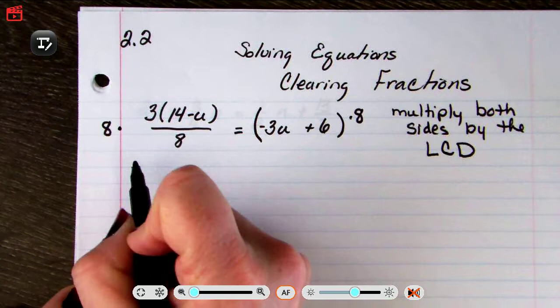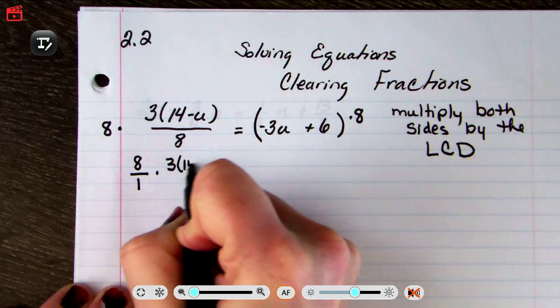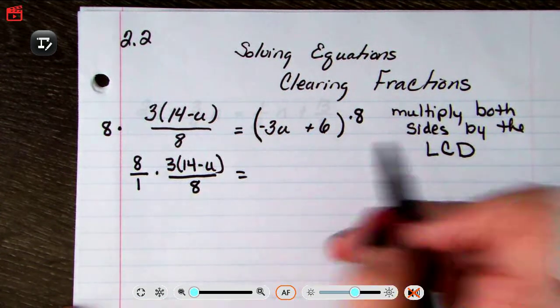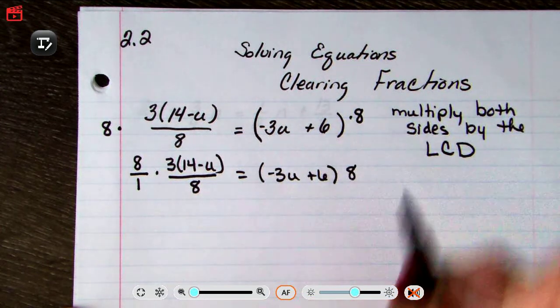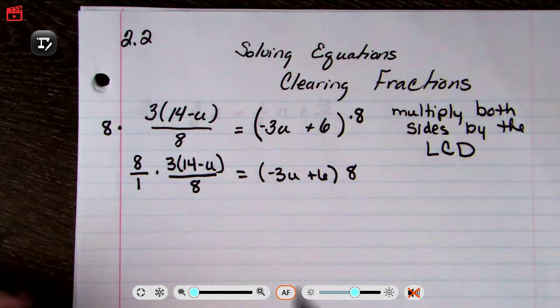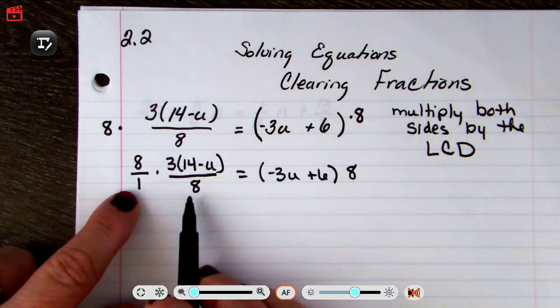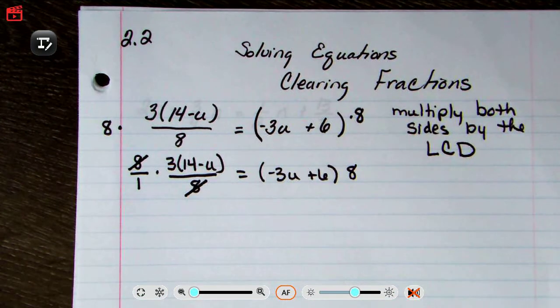And I'm going to write this one a little bit strange because I'm going to write this as like 8 over 1 times, and then have this 3 times (14 minus u) all over 8. Here I will just rewrite it a little bit nicer. So I'll put the 8 right there. So we can see that we're multiplying both sides by the number 8. When I'm dealing with fractions, I might want to put that in fraction form just to make things a little bit clearer for us. And we'll notice that here when we multiply fractions, we can do some reducing ahead of time. And you'll notice that this 8 and this 8 will reduce or cancel with one another.